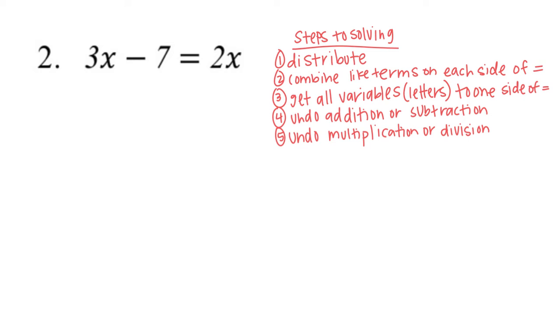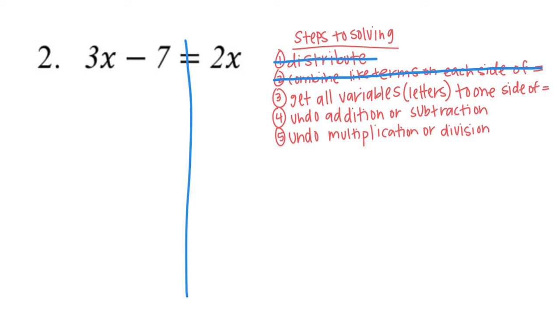All right, let's look at another example. Step 1 says to distribute. I don't see any parentheses, so I don't need to do that. Step 2 says combine like terms on each side of my equals. On this side, I have a 3x minus 7. Those don't go together. And on this side, it's just a 2x. So I have no like terms to combine on either side.